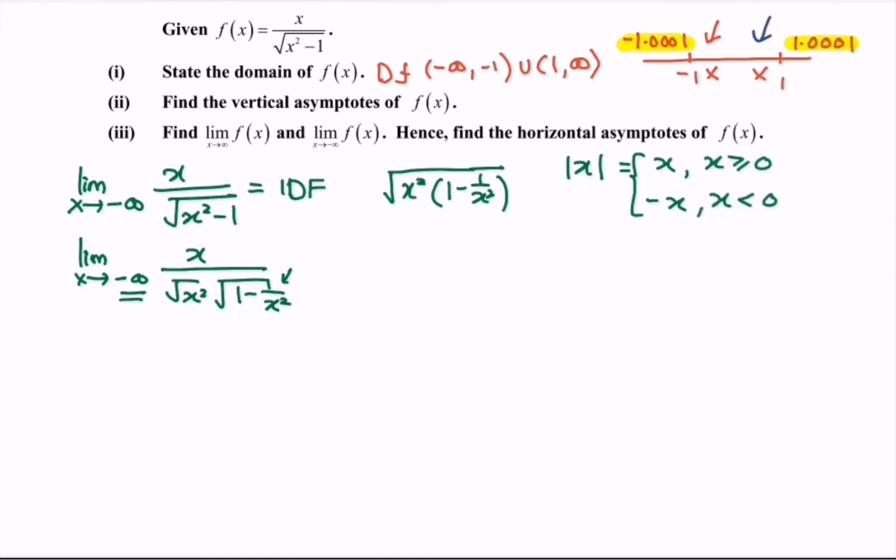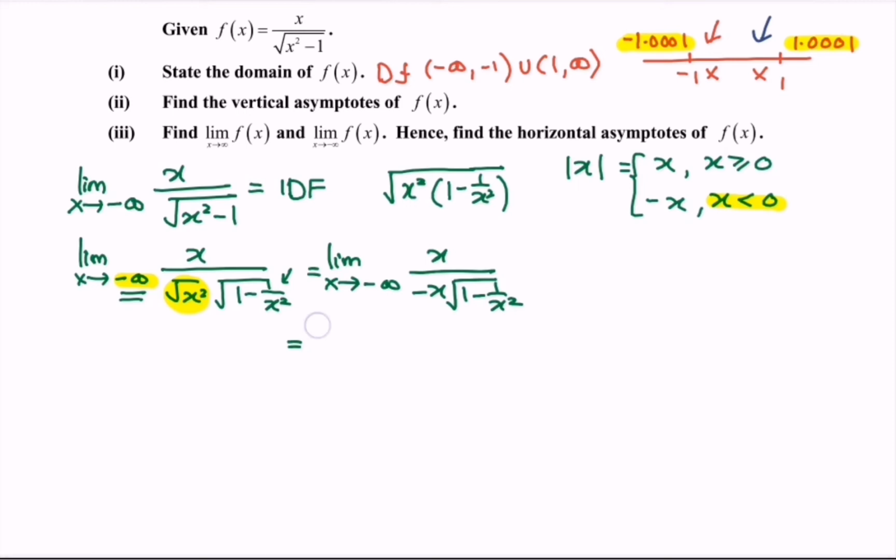So here we have the definition. For this case, we have negative infinity, so very obvious, x less than 0. So meaning that the definition for this part would be the negative x. So rewrite the situation. Limit when x approaching negative infinity, we have x over negative x multiplied with the square root 1 minus 1 over x squared.